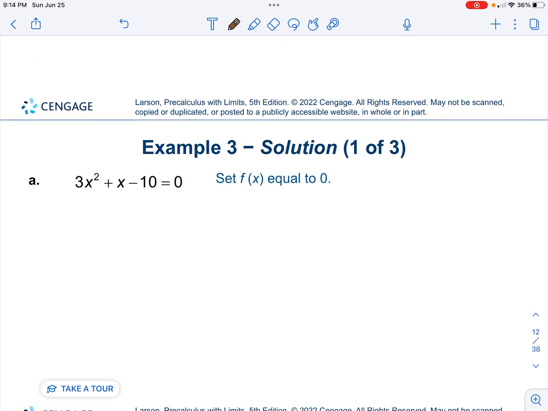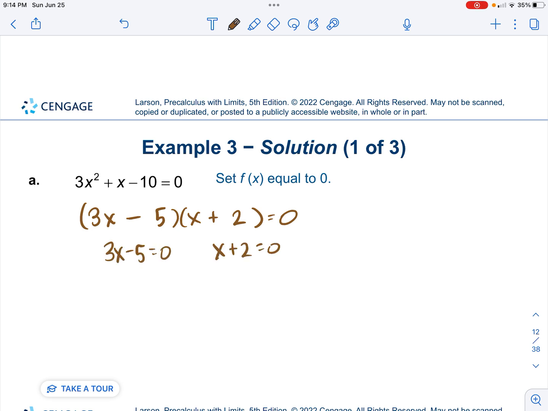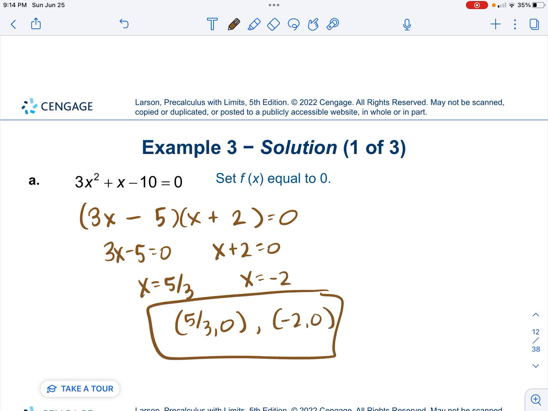So we first set the function equal to 0. This one is quadratic, and typically we solve this by factoring if it's factorable. If not, sometimes we can solve algebraically. Other times we might have to solve using the quadratic formula. This one is factorable. So I will factor it, and then I set each factor equal to 0 and solve. So it looks like my zeros are going to be 5/3 and -2. So 5/3, 0, and -2, 0. My 2 zeros for part A.